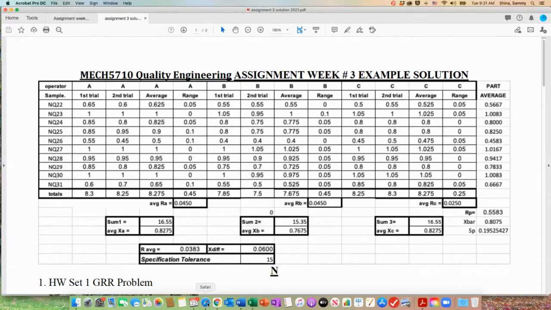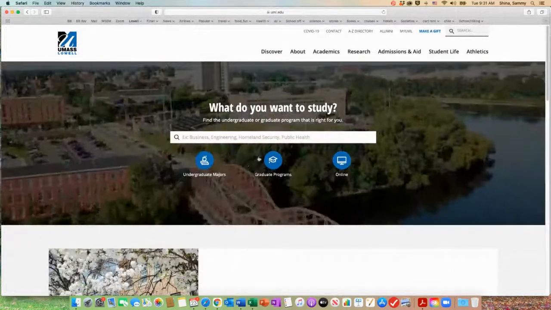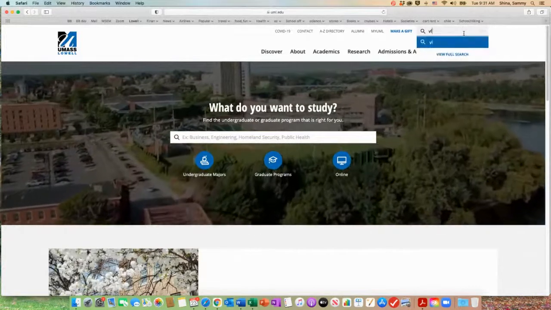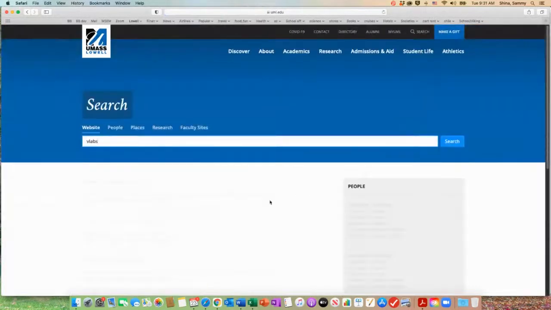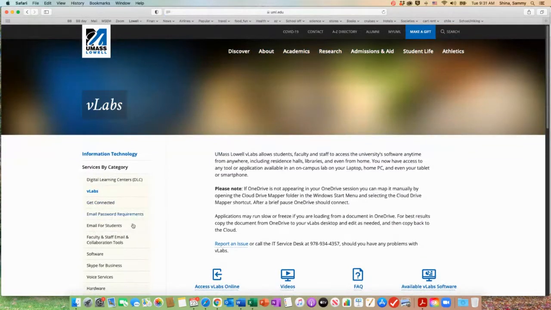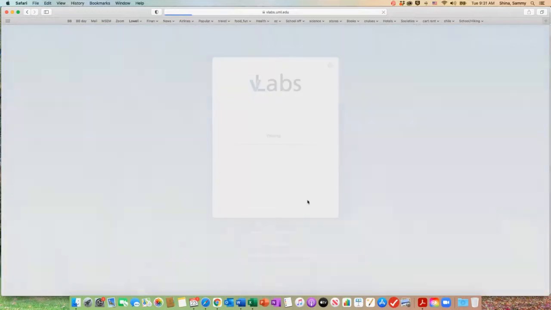So in order to get to Minitab, you're going to have to go to UMass Lowell, and it resides on VLabs. So you type VLabs in the search. It comes up, says VLabs. You click on VLabs. Then you say access VLabs online. I don't download the client. I just use it online.